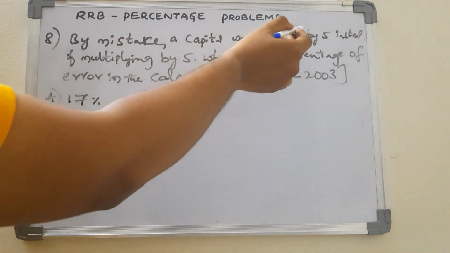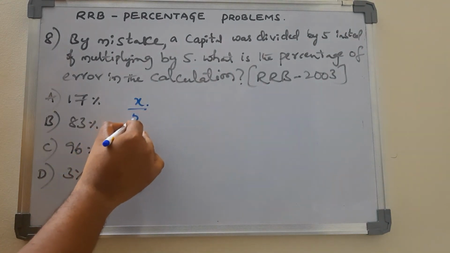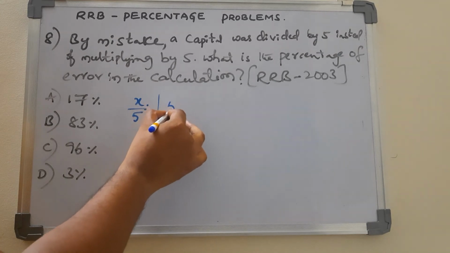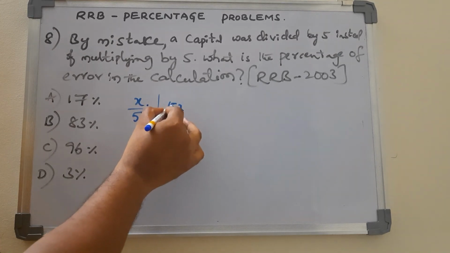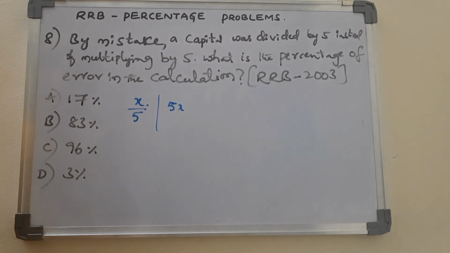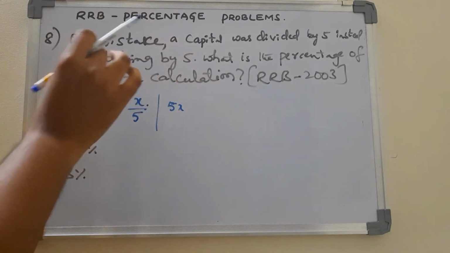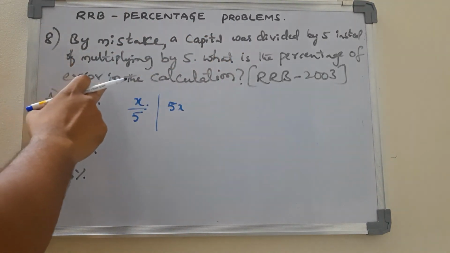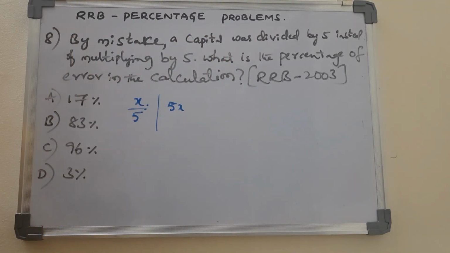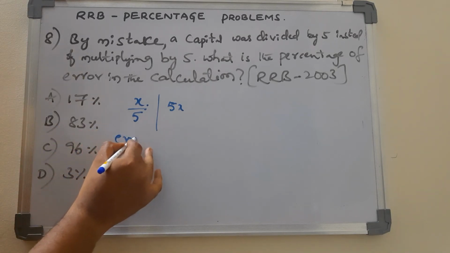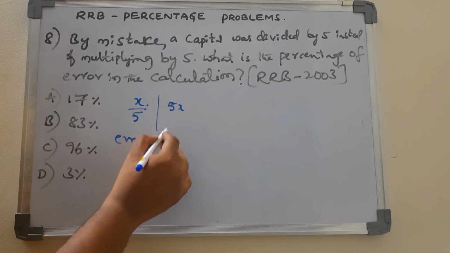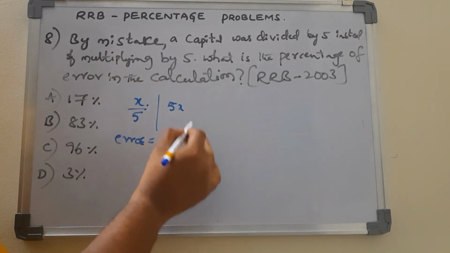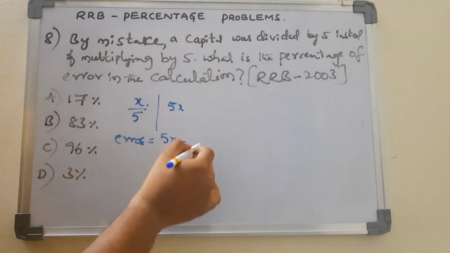A capital was divided by 5, so X is divided by 5, instead of multiplying by 5. That means multiplying the capital with 5. This is the mistake. There must be an error. So to find the percentage of the error, we need to first find the error. What exactly is to be done? Multiplication. But what has been done? Division.